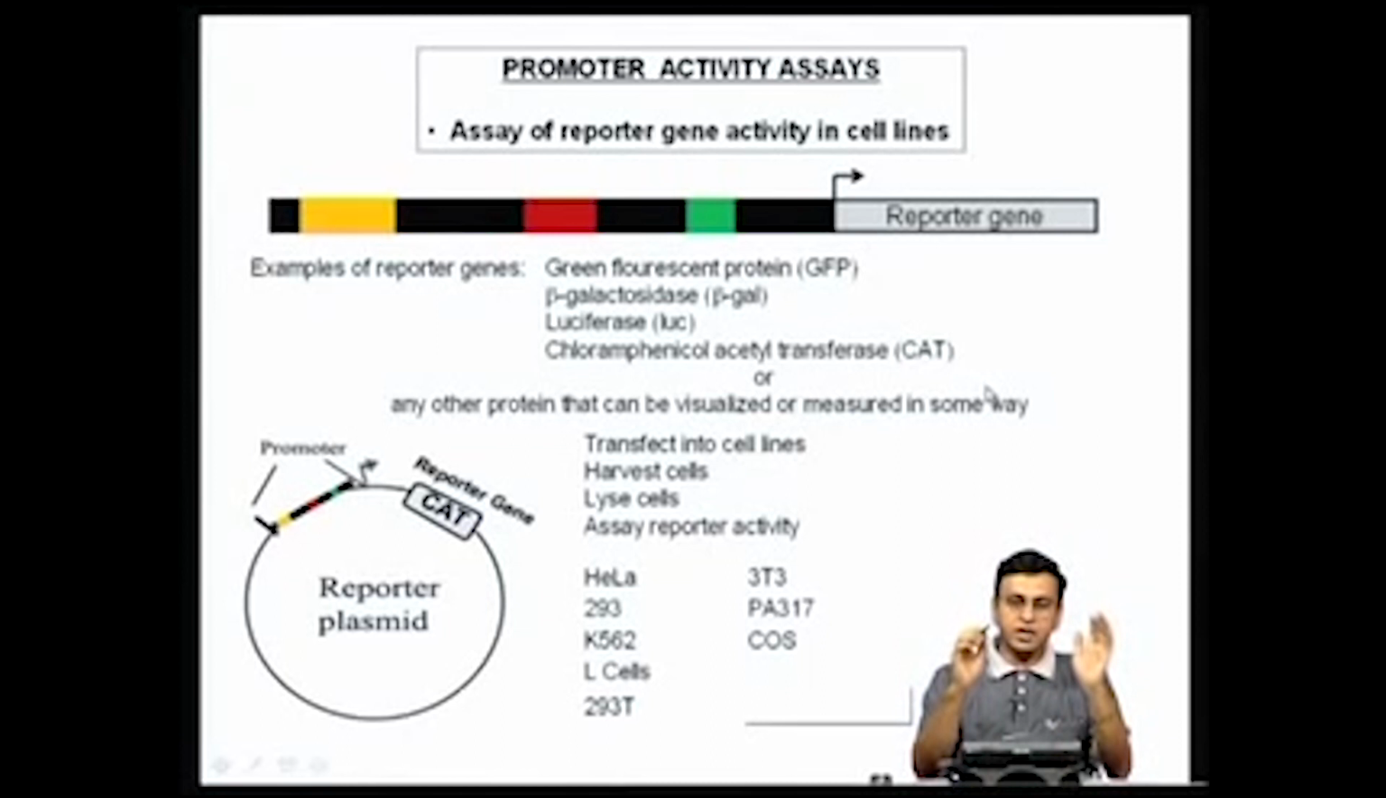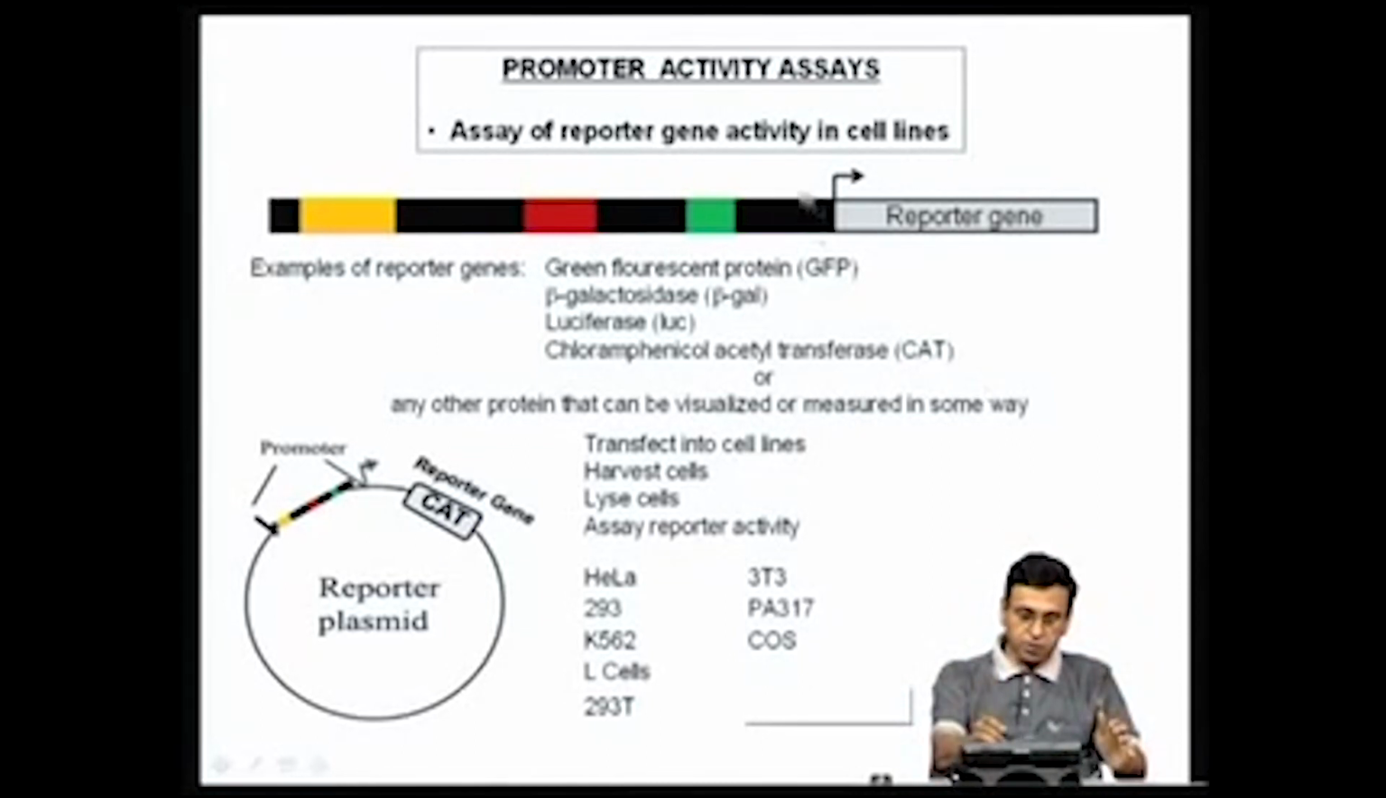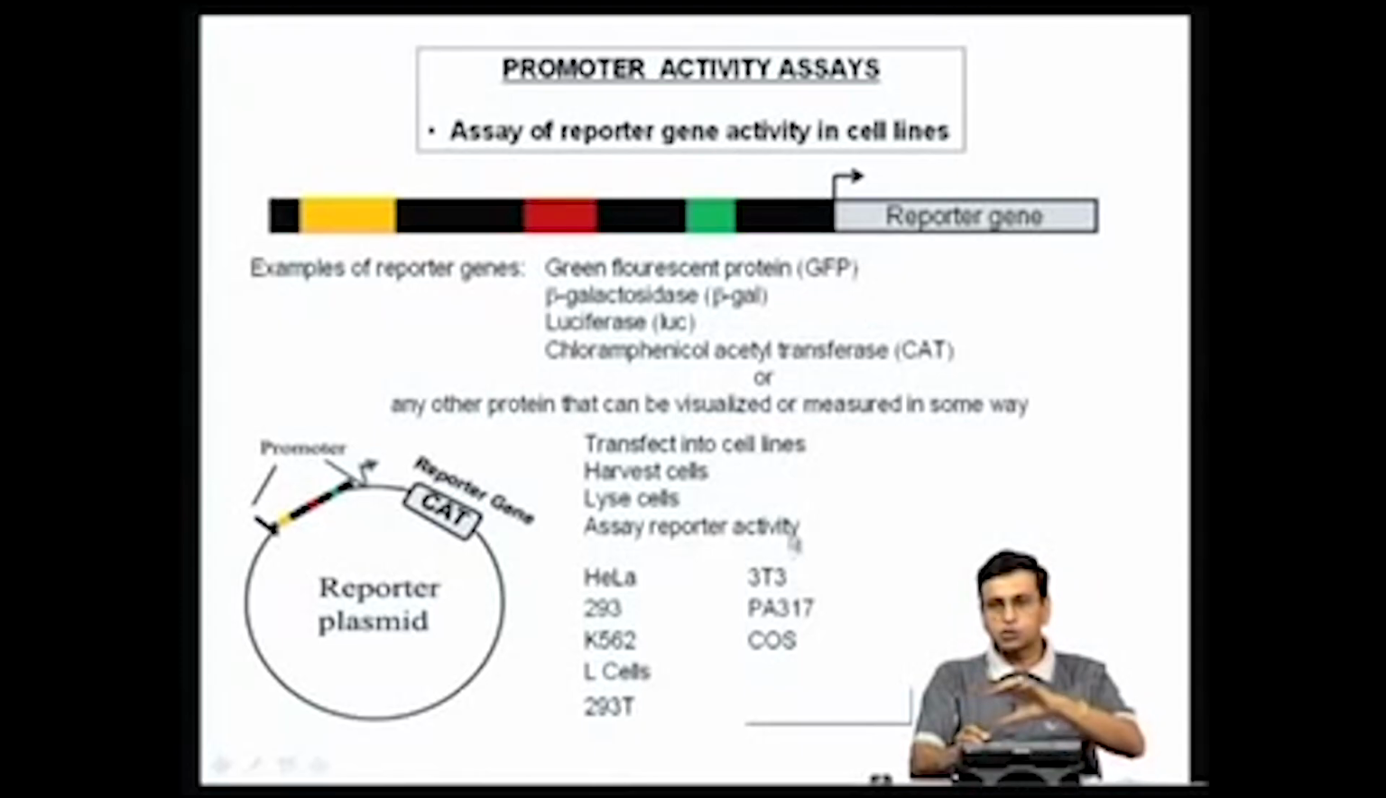So, when you want to study a particular promoter, for example, in this particular case, let us say you are interested in this one, you just clone a reporter gene downstream of this promoter, and this entire thing is put in a plasmid, and this is called a reporter plasmid, where you have a promoter of your interest and a downstream reporter gene, and you then transfect this into various cell lines. Okay, and there are various methods for transfecting plasmids or genes into cell lines.